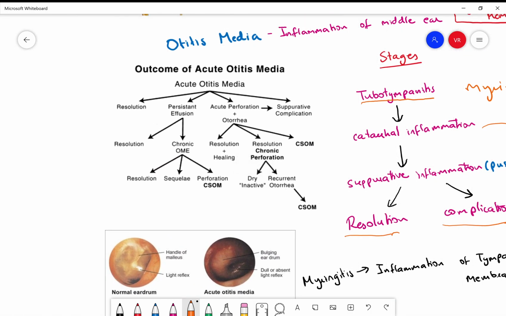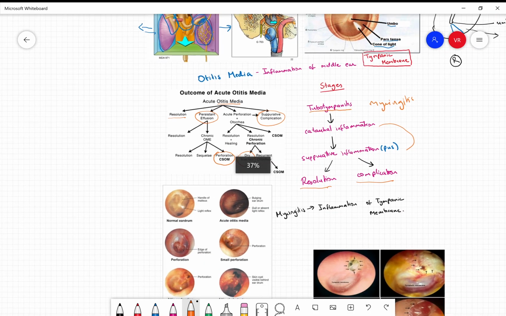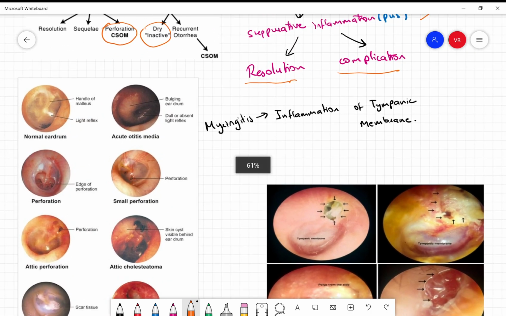So any kind of otitis media can resolve on its own or lead to effusion. Effusion is collection of fluid, and this fluid is going to come out of your external ear through the tympanic membrane, and that is known as suppuration. So final stages which you need to know are perforation, CSOM, or dry inactive CSOM. So let's cover that in a little more detail.